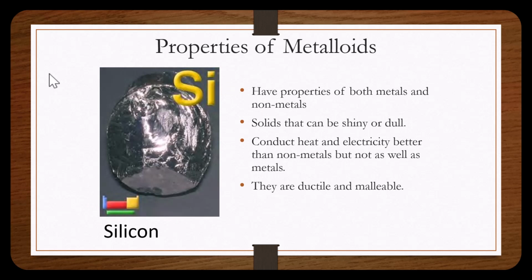Properties of metalloids: metalloids have properties of both metals and nonmetals. Metalloids are solids that can be shiny or dull. Metalloids conduct heat and electricity better than nonmetals, but not as good as metals. Metalloids are ductile and malleable.